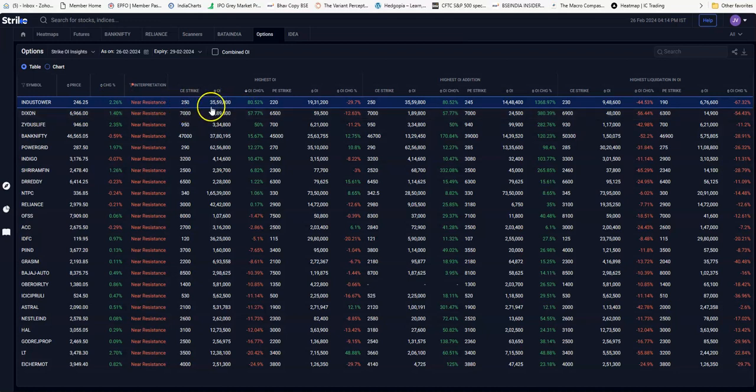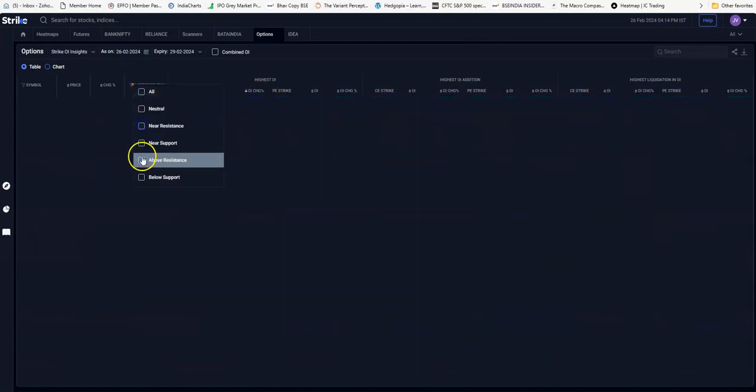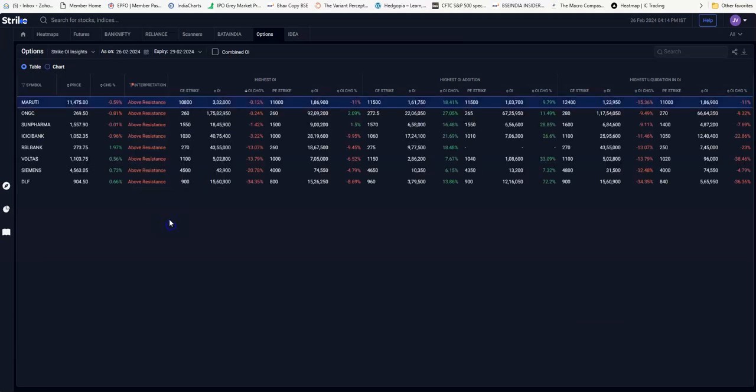So basically on the upside, Indus Tower will find it very difficult to break past the 250 unless you see the open interest going down. Now the other way to look at it is if we choose the category of above resistance. In this case, you will find that the prices are trading above the highest open interest in the call option, which means that there could be scope of a good short covering rally that can play out, provided you see the OI change in negative.